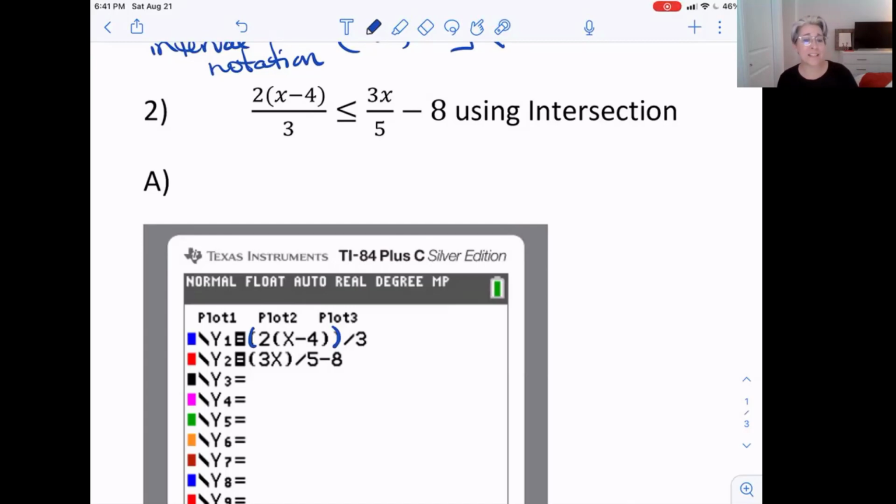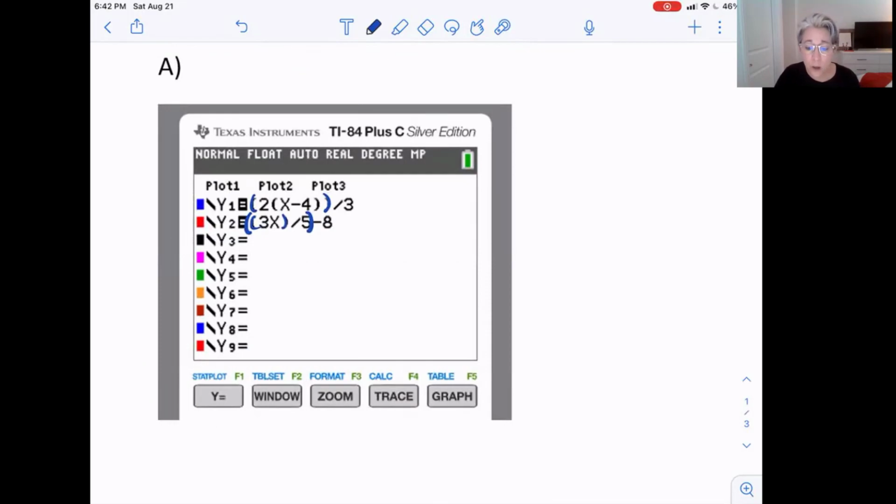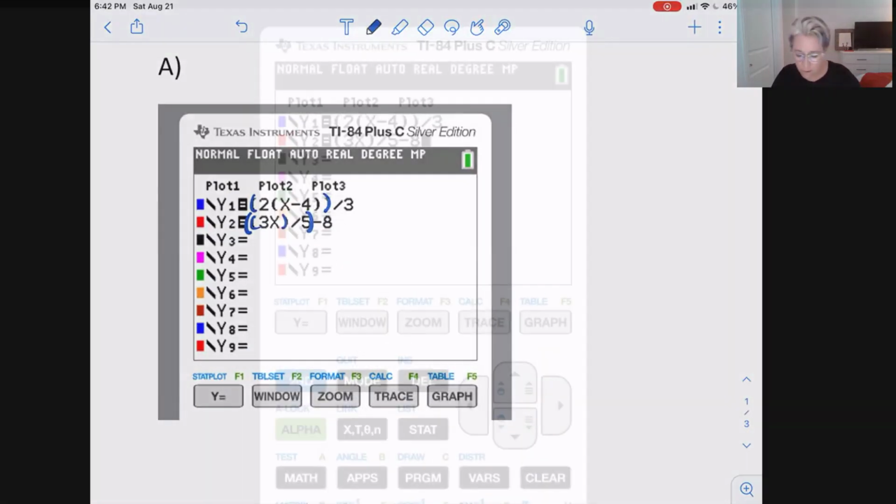And then the right-hand side is our y2. Again, both the 3 and the x are in the numerator, so use those parentheses, divided by 5, and then minus 8. If you're worried they're going to stick that 8 with a 5, they're not. The calculator uses order of operations, but it also wouldn't hurt you if you wanted to put an extra pair of parentheses around just those fraction pieces. Let's actually go to our graphing calculator.